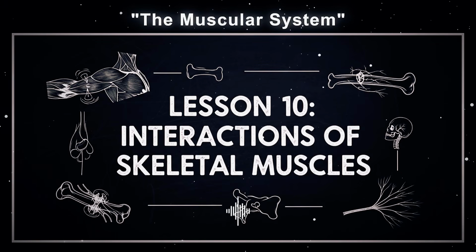Now, let us shift our perspective from biology to physics. The skeleton and muscles interact to form lever systems. Your body is essentially a machine made of levers. You are living proof of the principles of mechanics. A lever system has 4 parts. The lever, a rigid bar.